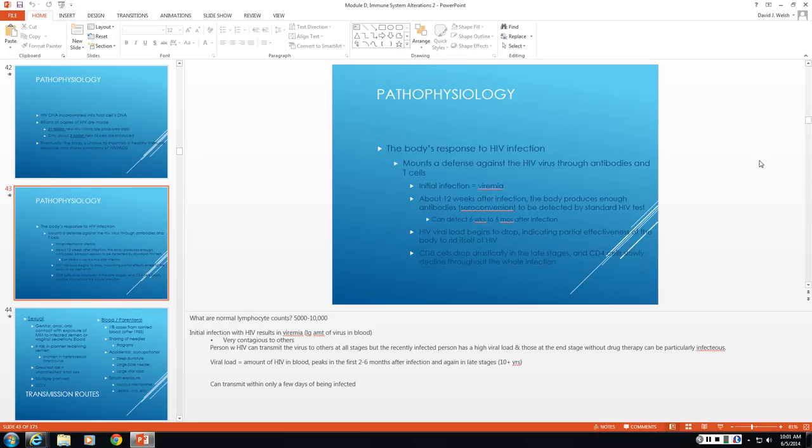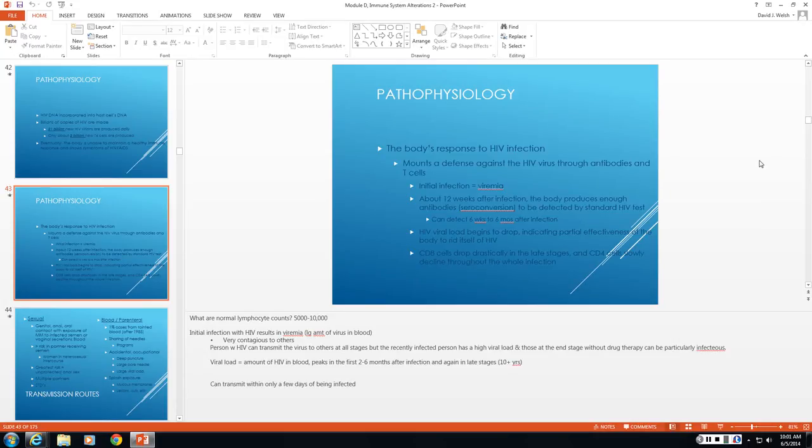Now, during this stage of viremia, where there are large amounts of the virus in the blood, this is very contagious to others. So a person with HIV can transmit the virus to others at all stages, but a recently infected person has a high viral load, and those at end stage without drug therapy can be infectious also.